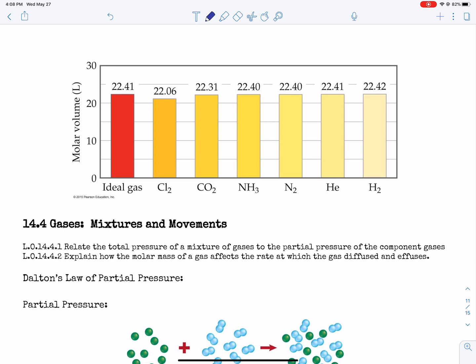This graph is showing us that number, 22.414, that 1 mole of gas has a volume of 22.414 liters at STP. This is showing you that that actually isn't necessarily true. Look at the difference here: chlorine is quite a bit off from an ideal gas, whereas helium is right on the nose. So what is the difference between the compounds or elements on the right-hand side of this graph versus the left?